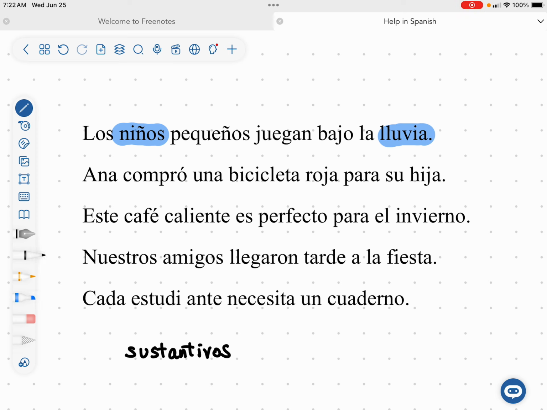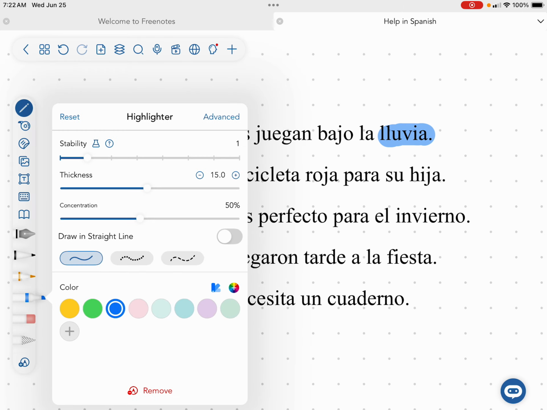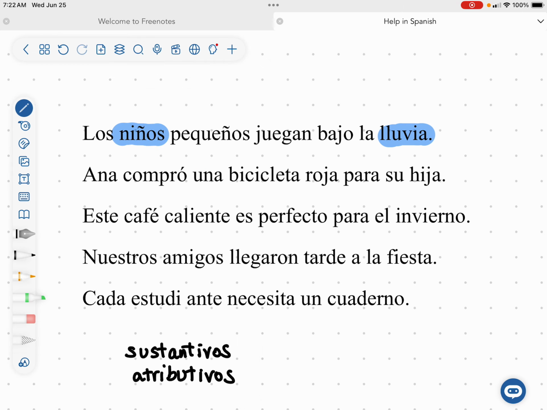Now the next words that we're going to pay attention to are called atributivos. Atributivos describe attributes or descriptions. They're describing words. We're going to use green for this because they give life to the sentence. So, los niños pequeños juegan. The most important word in the sentence is, in this case, niños, because that's who we're talking about. That's the subject. Who or what we're talking about is the subject.